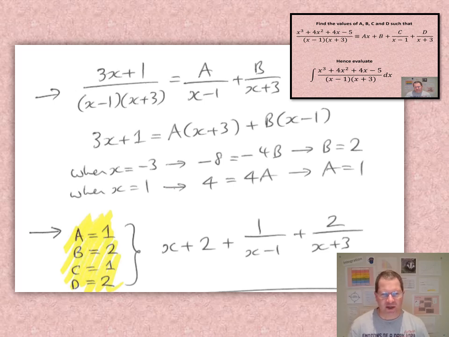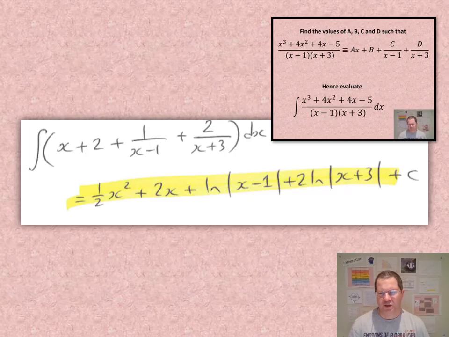Multiplying through by x minus 1 times x plus 3 gives us 3x plus 1 equals a times x plus 3 plus b times x minus 1. When x is negative 3, we get negative 8 is negative 4b, so b is 2. And when x is 1, we get 4 equals 4a, so a is 1. So it turns out that c and d are 1 and 2 just like a and b were. So we've now got our whole values of a, b, c and d: 1, 2, 1, 2, which means we've got x plus 2 plus 1 over x minus 1 plus 2 over x plus 3.